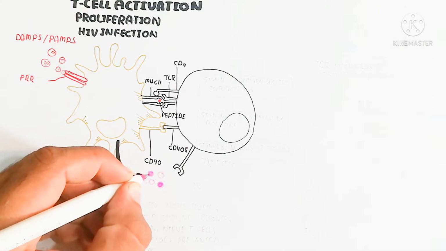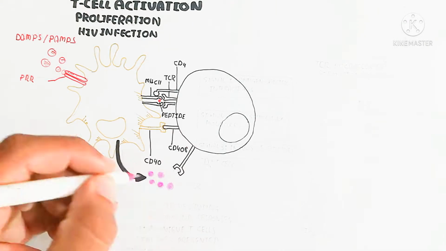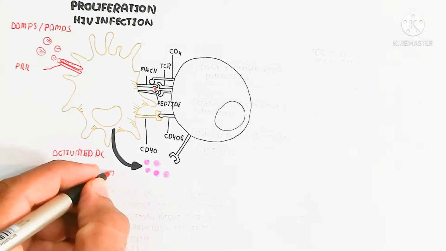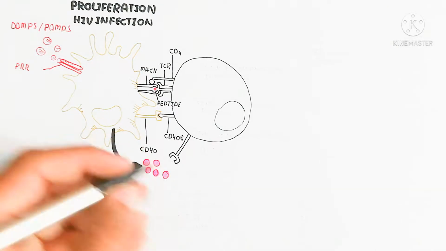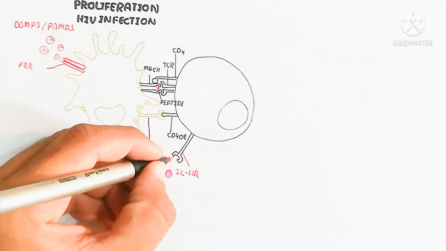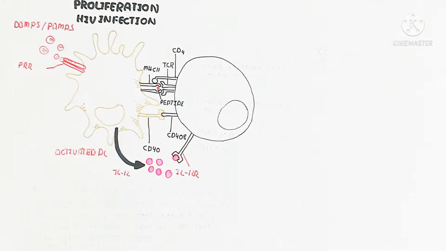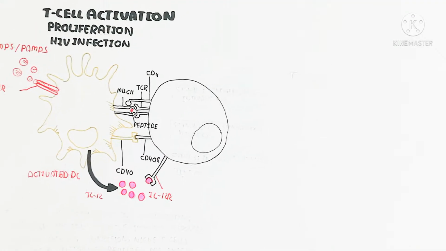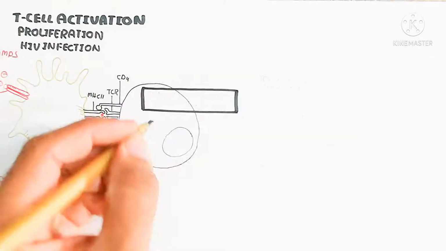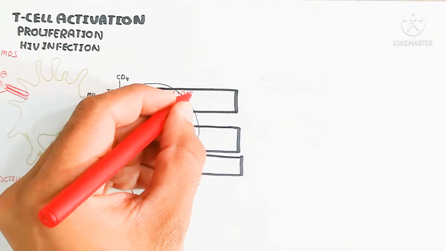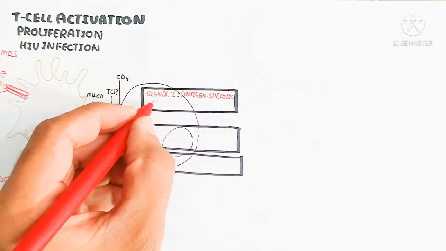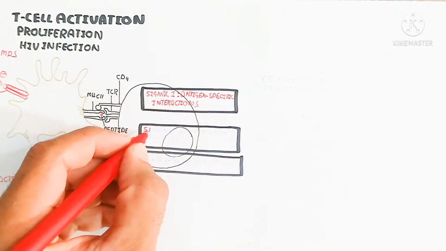The third one is the activation of the dendritic cell. The activated dendritic cell produces interleukin 12, which binds with the interleukin receptor. In this way the CD4 T cell, the helper T cell, is used for the recruitment of other lymphocytes for killing and at the inflammation site, for example.